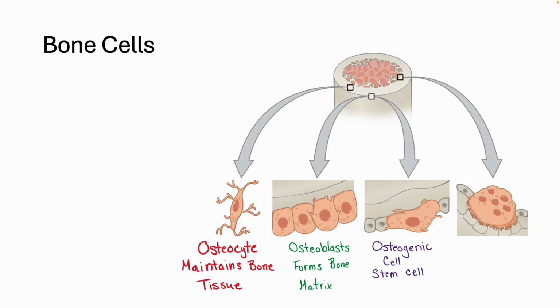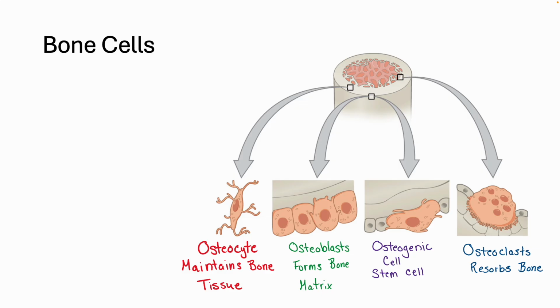Osteogenic cell is a type of stem cell. It's what develops into the osteoblast. It's found deep in the layers of the periosteum and the bone marrow. And then the last type of bone cell are the osteoclasts. These are responsible for the breakdown of bone. They're derived from monocytes and macrophages. You find them at the bone surfaces or where bone is unneeded or damaged.